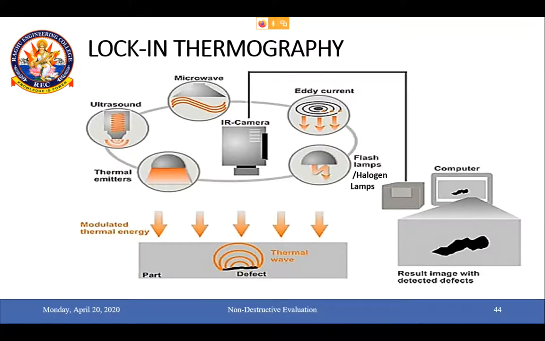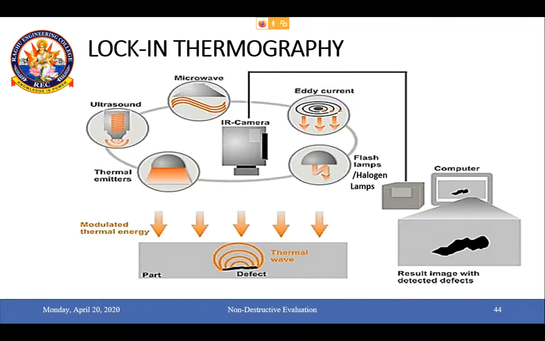And one more important thing that you have to underline or identify here whenever you are discussing lock-in thermography is modulated thermal energy. What is meant by modulated? Generally, modulated means modified or controlled. So the thermal energy provided is controlled or changed or given in a specific pattern. Please remember this. Lock-in thermography has a modulated thermal energy. The thermal energy provided is controlled or changed or given in a specific pattern.